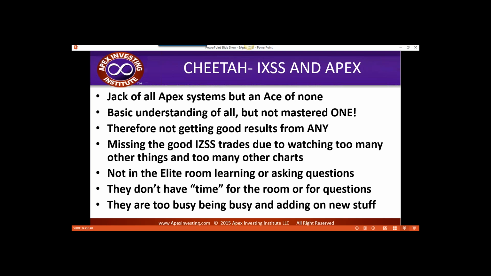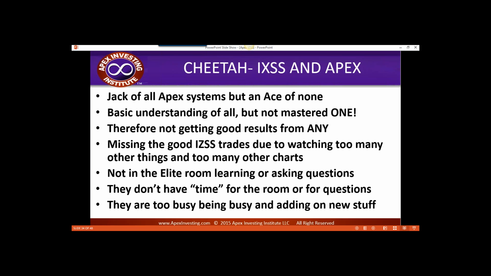But the reason they're having to do that on all 3 is because they know a little bit about all 3, but they haven't mastered one. And it's just a waste of time. It's overload. We've got to master one. And they're missing the good trades on one because they're watching all these others.